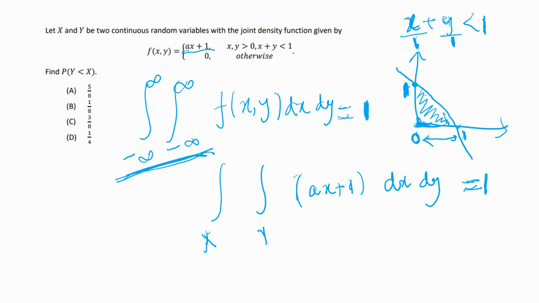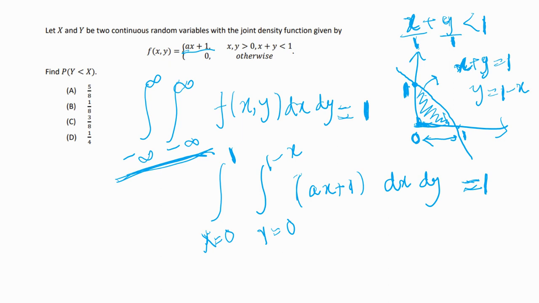So x is from 0 to 1 and y is, if you see the plot from here, this one is y equal to 0 and this one is x plus y. This line is just x plus y equal to 1, so y is equal to 1 minus x. So if you are doing the integration, the outside limit will be 0 to 1 and the inside one will be y from the base, 0, to the above one, 1 minus x.